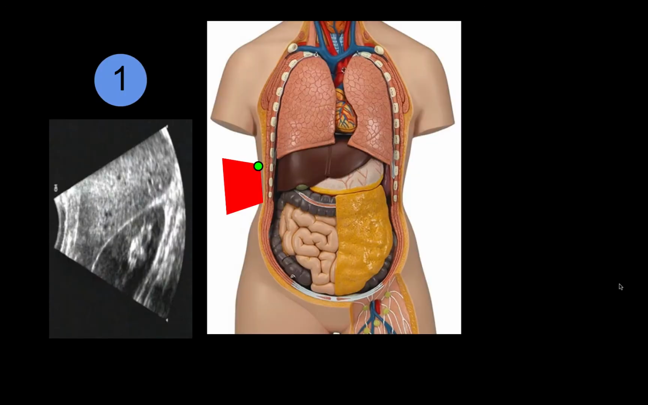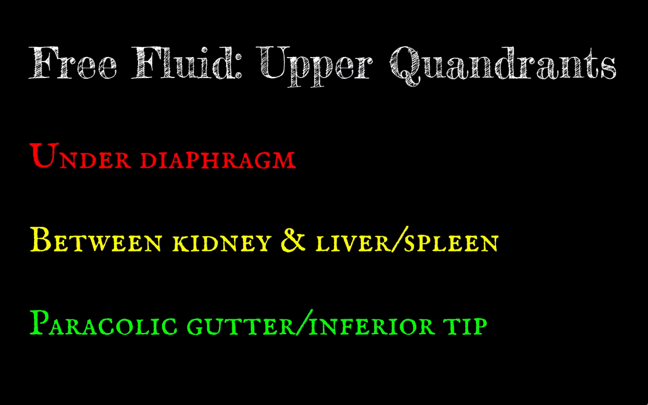So let's start out with the right upper quadrant. The most important thing to recognize is that this view is not just about the infamous Morrison's pouch, the space between the liver and the kidney. Free fluid can hide in three critical spaces in the upper quadrants. It can hide under the diaphragm, between the kidney and the liver, or the spleen on the left upper quadrant, and in the paracolic gutter, or the inferior tip of the liver.